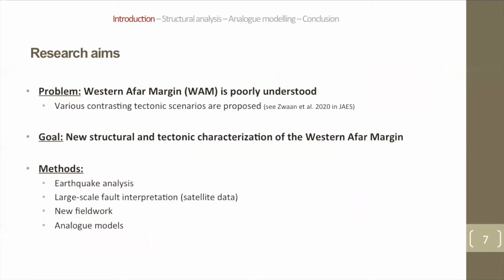A problem with this Western Afar Margin is that it's really not well understood, and a lot of people have contrasting ideas about how this Western Afar Margin has formed. You can find an overview in our review paper in the Journal of African Earth Sciences. But the big problem is really that we don't have sufficient data to really make a choice.